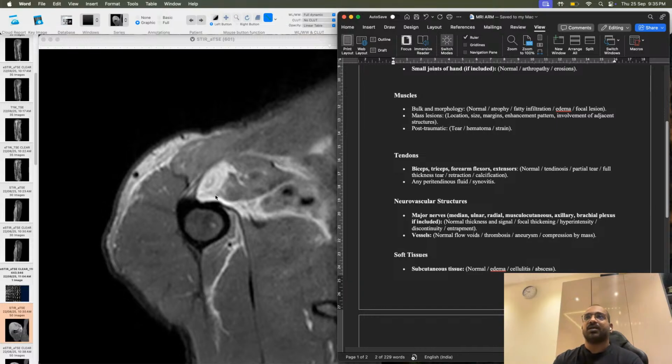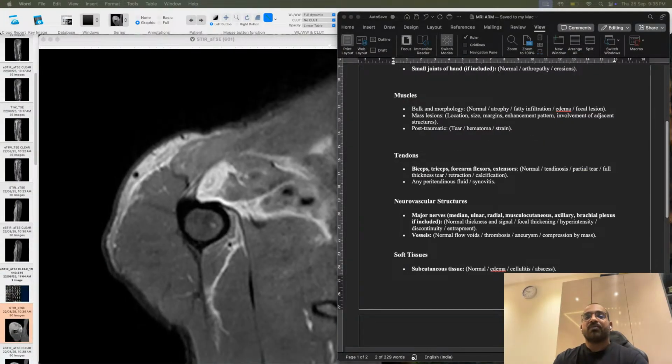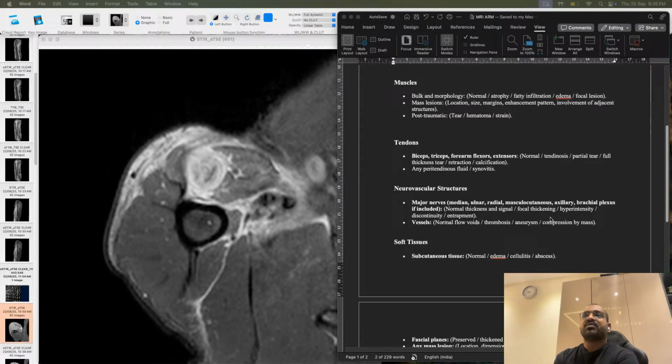Then any mass in the muscle, if you see any mass. Here we are seeing a hematoma. So the same thing needs to be mentioned: location, size, margins, enhancement if contrast is given, involvement of adjacent structures, and infiltration of the neurovascular bundle. Sometimes there will be a mass with hypointense signal, very close in proximity to the neurovascular bundle. It can be a nerve sheath tumor. So whether it is infiltrating proximal structures or the structures are obscured by the lesion, that gives some diagnosis.